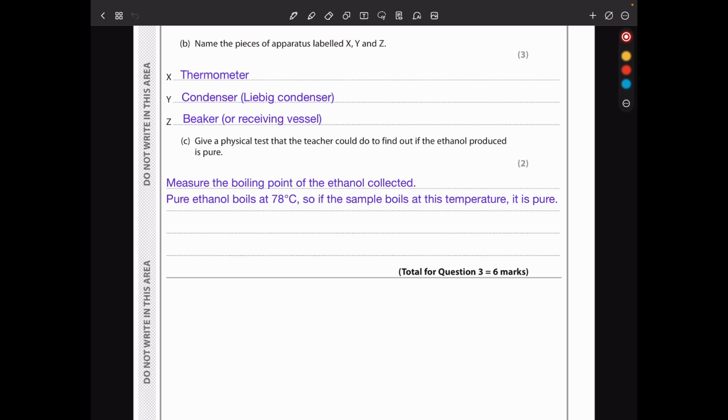Then in part C, give a physical test that the teacher could do to find out if the ethanol produced is pure. In this case, ethanol is a liquid, so you do a boiling point determination, and the boiling temperature of ethanol is 78. So if the liquid boils at 78 degrees, then you can confirm that this is pure ethanol. If it's not pure, then it's going to boil over a range of temperatures.